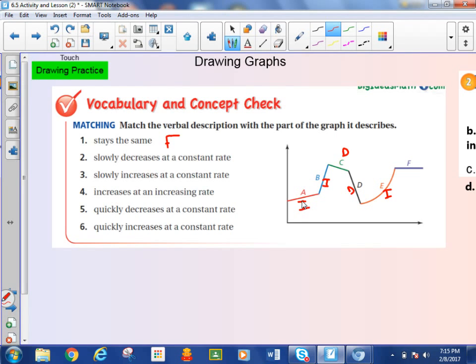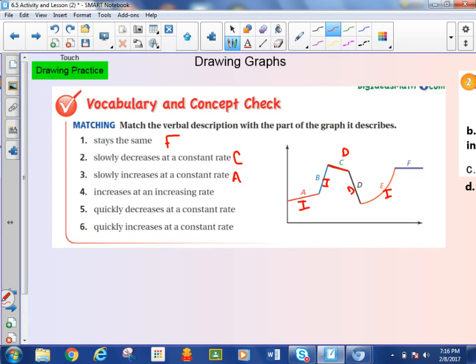Slowly decreases at a constant rate. So we either have C or D, and if it slowly decreases, well, that's going to be letter C there. Slowly increases at a constant rate. So it's either A, B, or E. So constant means it's going to be a straight line, and if it's slow, it's going to be a lower slope. So that would be letter A.